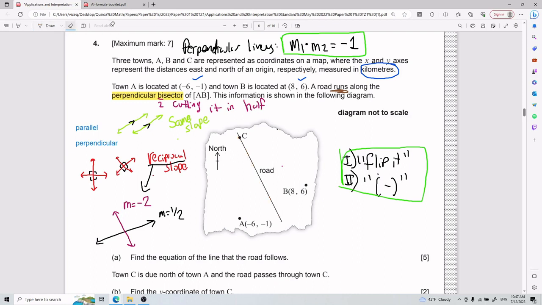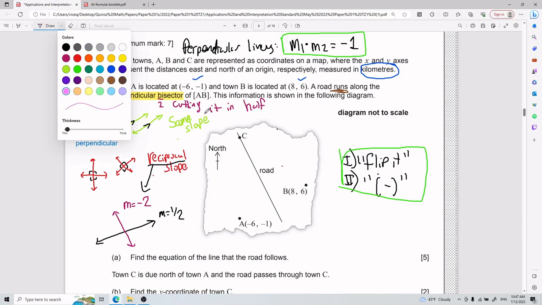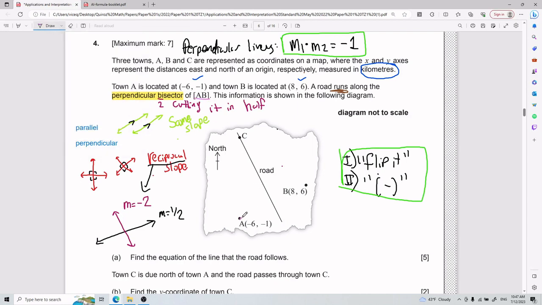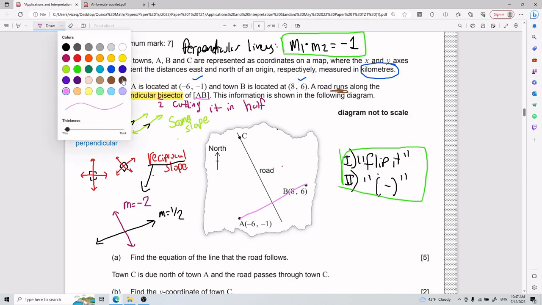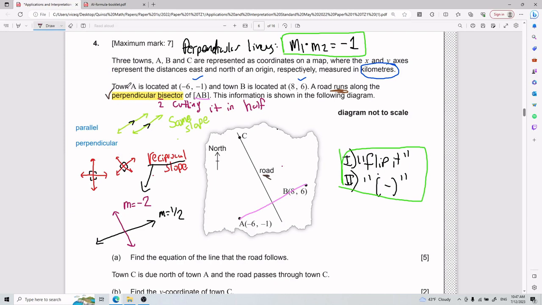And so what that road is doing is that it is the perpendicular bisector of AB. AB, I'm going to put in pink. Okay, so AB goes like that. Now, since the road is the perpendicular bisector, that means that, first of all, the slope of this is going to be the reciprocal of this one. And second of all, since it's the perpendicular bisector, this distance is equal to this distance. So if this distance is 3, that means this distance is 3.